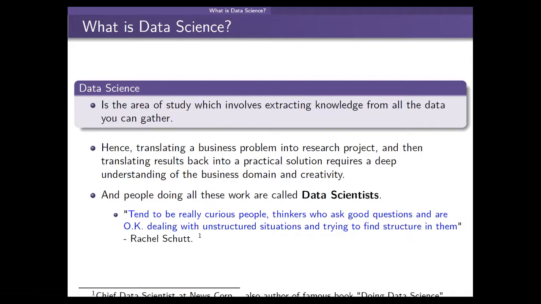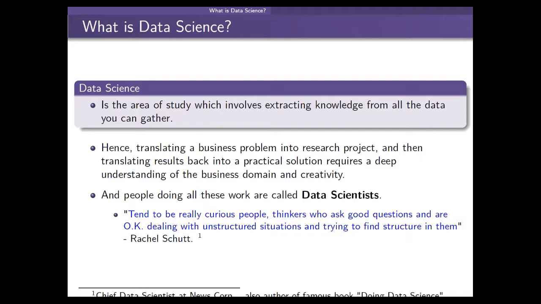So what the data scientist has to do is first translate a business problem into a research project, and then translate results back into practical solutions. This requires a deep understanding of the business domain as well as data science expertise, and then you can have a final product which gives insight to the customer or stakeholders. The people who are doing all these activities are known as data scientists.